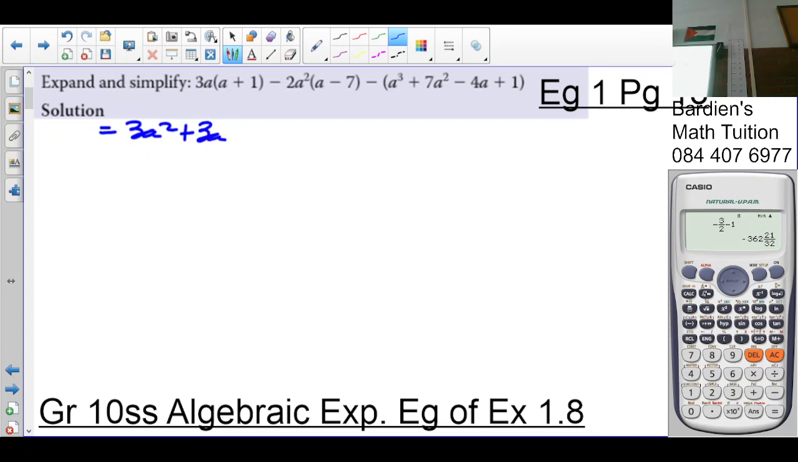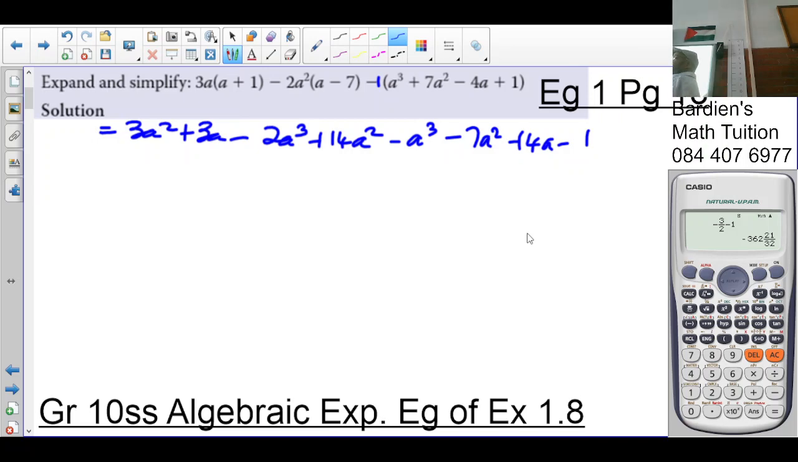Can you see that, people? What's negative 2a squared times a? Negative 2a cubed. Negative 2a squared times negative 7. Positive 14a squared. You all understand? Yes, sir. Carry on. What's negative 1 times a cubed? Negative a cubed. Negative 1 times positive 7a squared. Negative 7a squared. Negative 1 times negative 4a. Positive 4a. Negative 1 times 1. Negative 1. You guys understand?